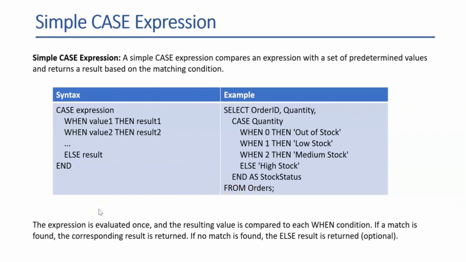The expression is evaluated once and the resulting value is compared to each when condition. If a match is found, the corresponding result is returned. If no match is found, the else result is returned. So else is optional here, right? Whatever conditions we have, every step will be evaluated. If none is true, then it will go to else. If you do not mention else, then it will just return null. Now let's see that in SQL Server.